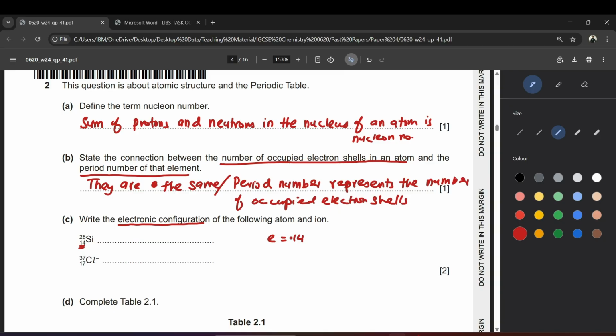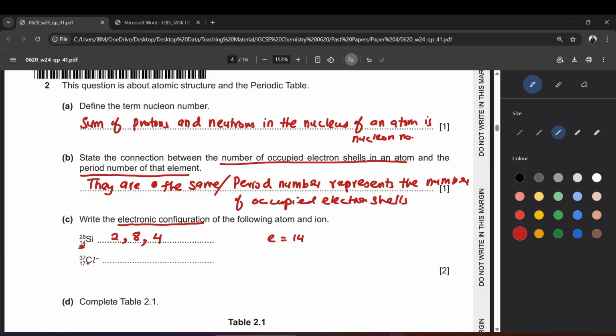Now we have to distribute this into different shells. The first shell can have a maximum of 2 electrons. Second shell can have a maximum of 8 electrons. Now how many electrons do I have to put in the third shell? So that will be the difference, right? So 8 plus 2 is 10. So 14 minus 10 will be 4. So make sure that when you add them up, they should be equal to the number of electrons.